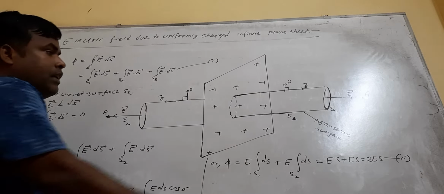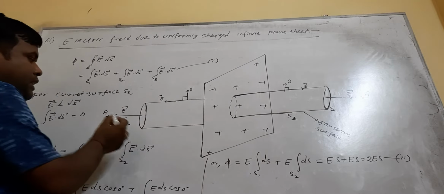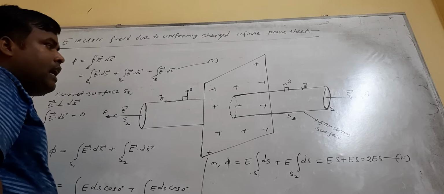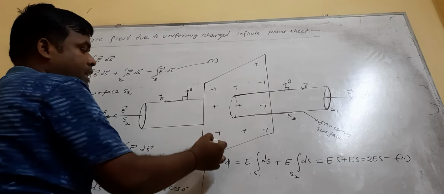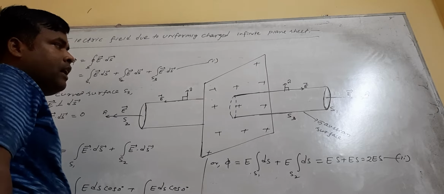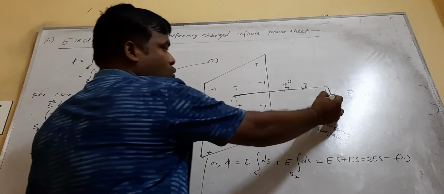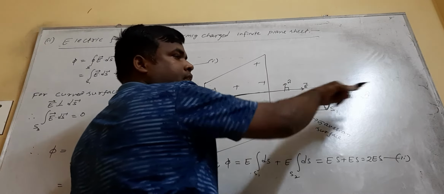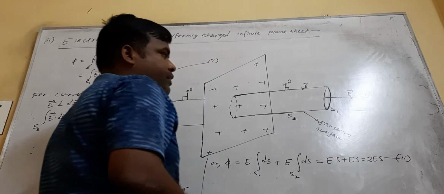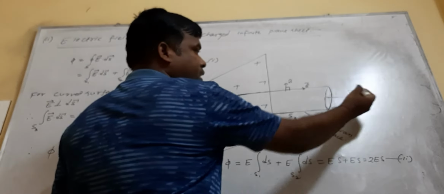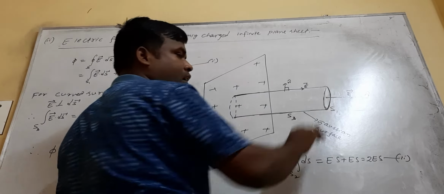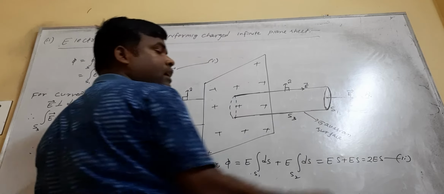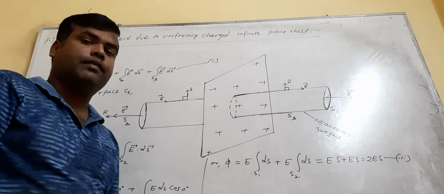Now in this cylinder you have two flat surfaces S1 and S2 and one curved surface, that is S3, and I have taken this plane sheet as positively charged. So for the surface S1, what is the direction of the electric field due to this plane sheet? That is away from the sheet, so that is along right. And for S1 surface, what is the direction of the area vector? That is along the outward drawn normal. You see here both electric field and area vector are parallel to each other.